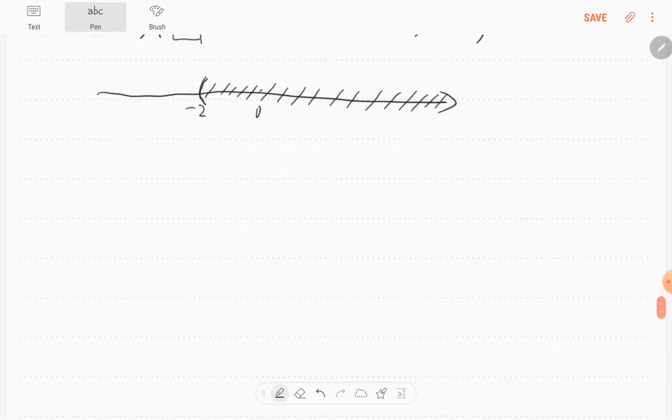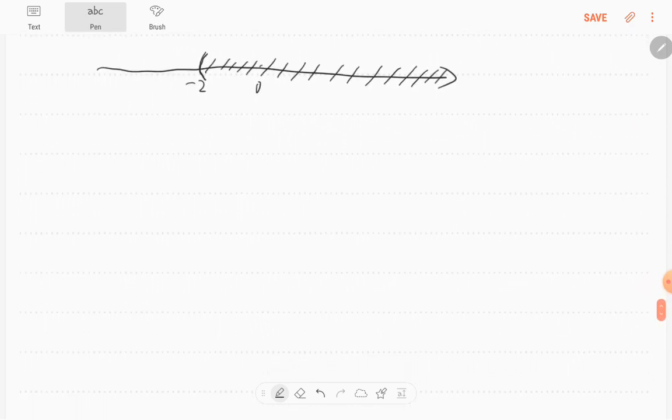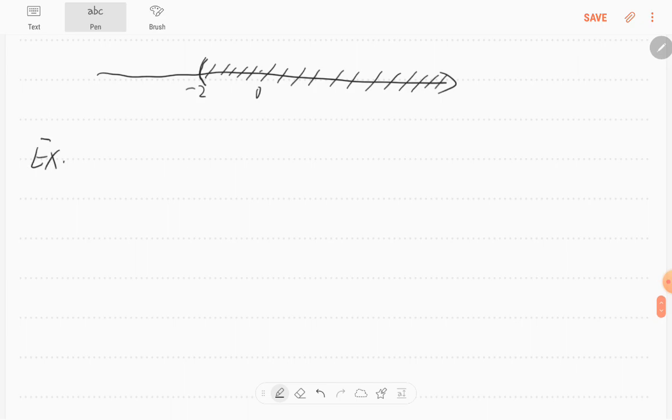So now let's look at another problem. We want to solve double linear inequalities. So what does this mean? Here is the example: negative 20 less than or equal to negative 3x plus 1 less than or equal to negative 8.